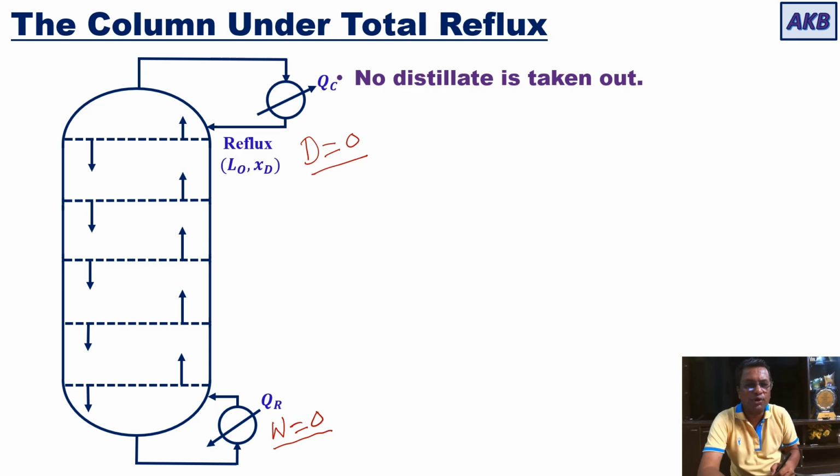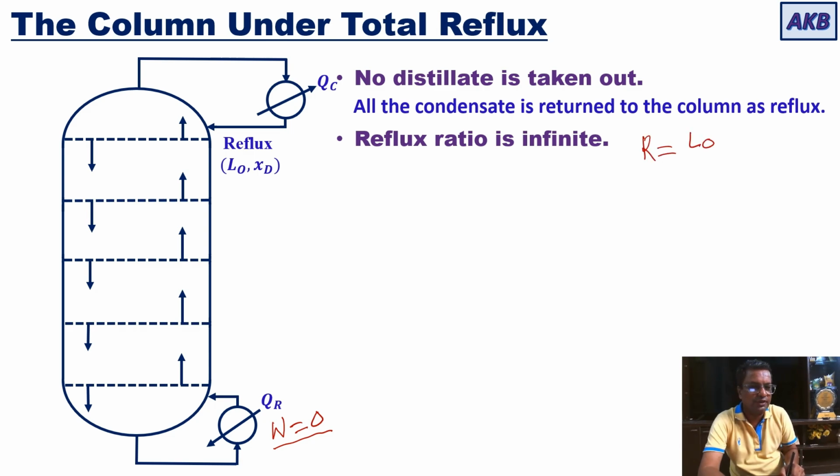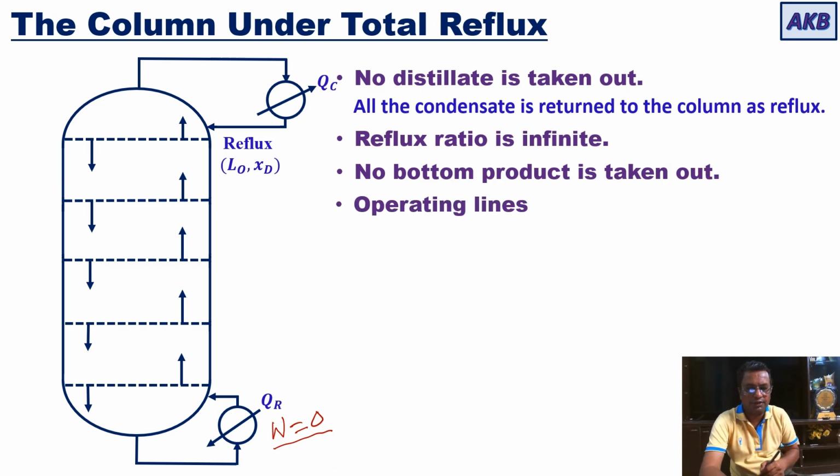So what important points can you note for this particular operation? No distillate is taken out. All the condensate is returned back to the column as reflux. Reflux ratio is infinite. And how can you understand that? Reflux ratio is defined as L0 upon D. And if D is 0, that means R will be infinite. So reflux ratio is infinite. No bottom product is taken out. As I said earlier, W is 0.